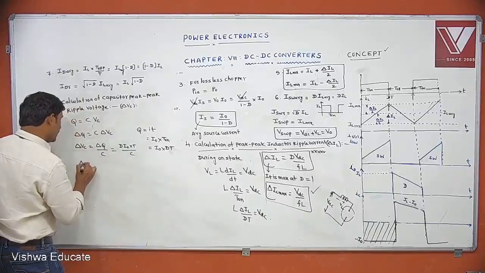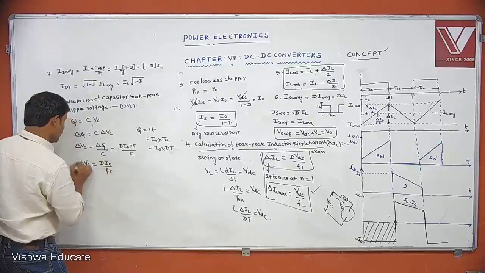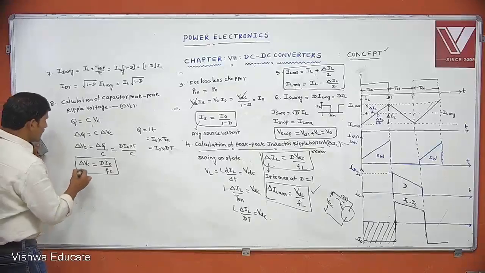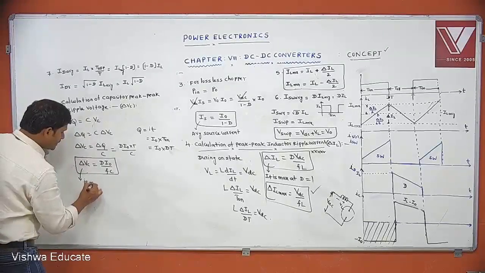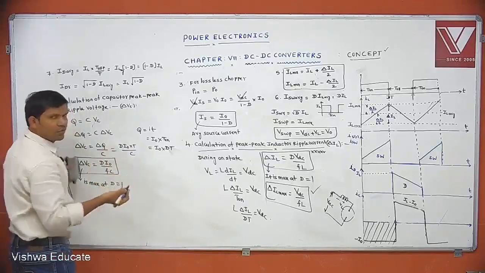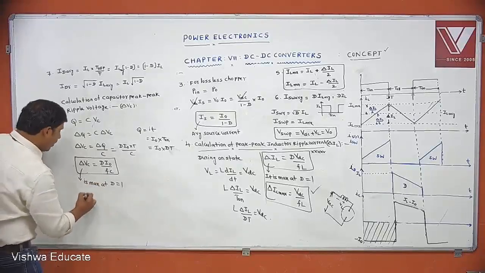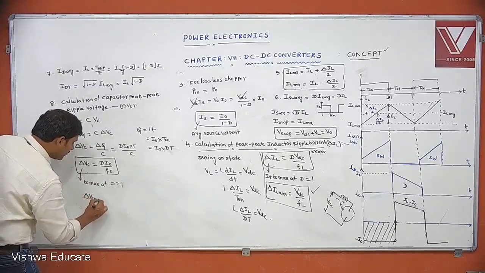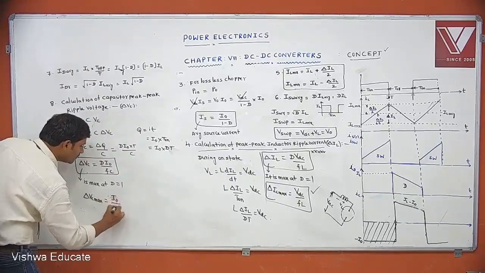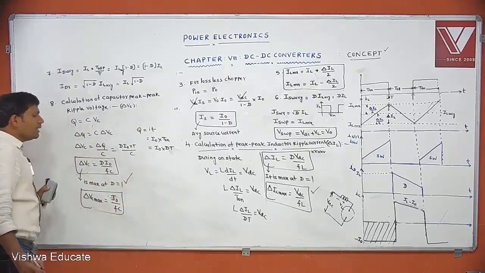Then what is delta VC, the peak to peak ripple voltage? It is d I naught by FC. This is the peak to peak capacitor ripple voltage. Now tell me, this delta VC is maximum at D equal to 1, because the maximum value of the duty cycle is 1. No need to differentiate again. Then what is delta VC max? With D equal to 1, delta VC max equals I naught by FC. It is maximum at D equal to 1.